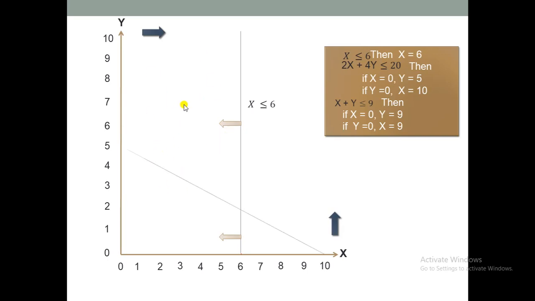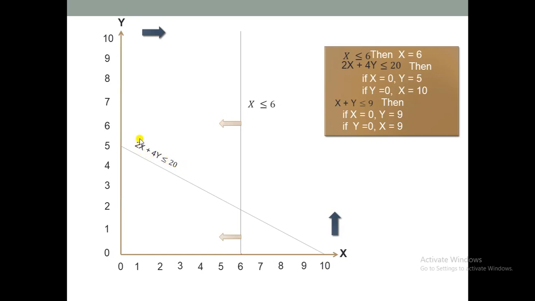Now let's go for the second line. This is going to be the second line based on the equation 2x plus 4y equal to 20. So x 0, y 5; y 0, x 10. So the value of x is 10, here is the 10, and the value of y is 5. Just plot these 2 points and connect them using a straight line. So I have connected them using this straight line. X is equal to 0, y equal to 5. This is for the inequality 2x plus 4y less than or equal to 20.